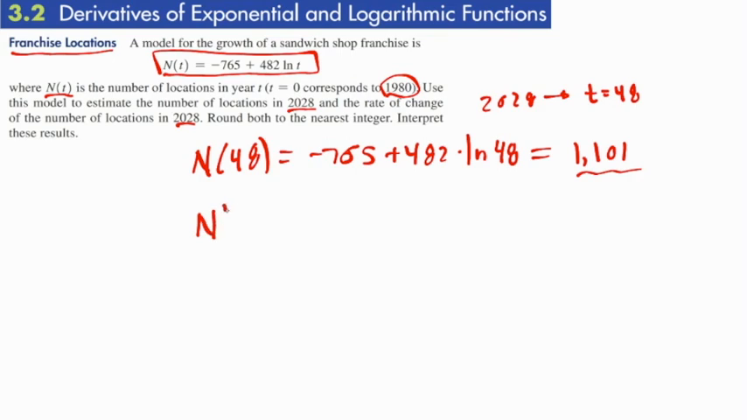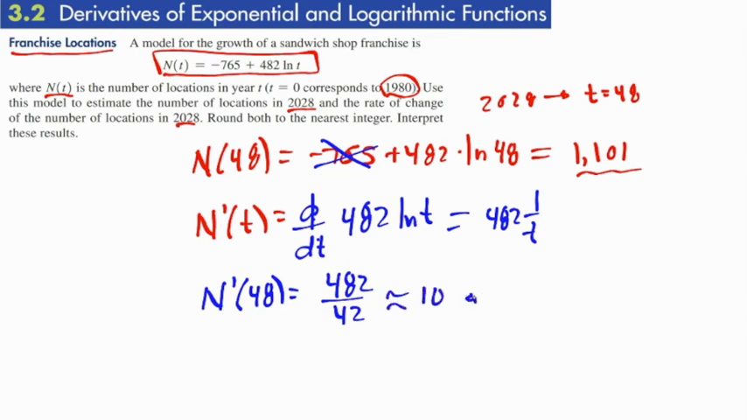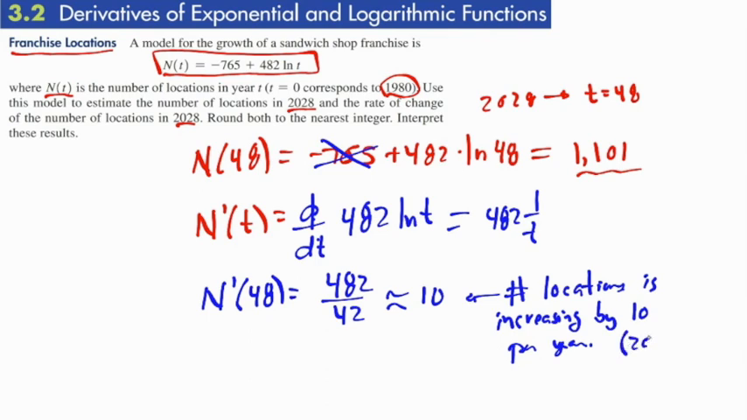And next you'll calculate the derivative of n of t. So the derivative of 765, that's a constant, that would become 0. And the derivative of 482 ln of t would be equal to 482 times 1 over t. So n prime of 48 would give us 482 over 48, which is about 10. And this means that the number of locations is increasing by about 10 per year. And that's occurring in 2028.